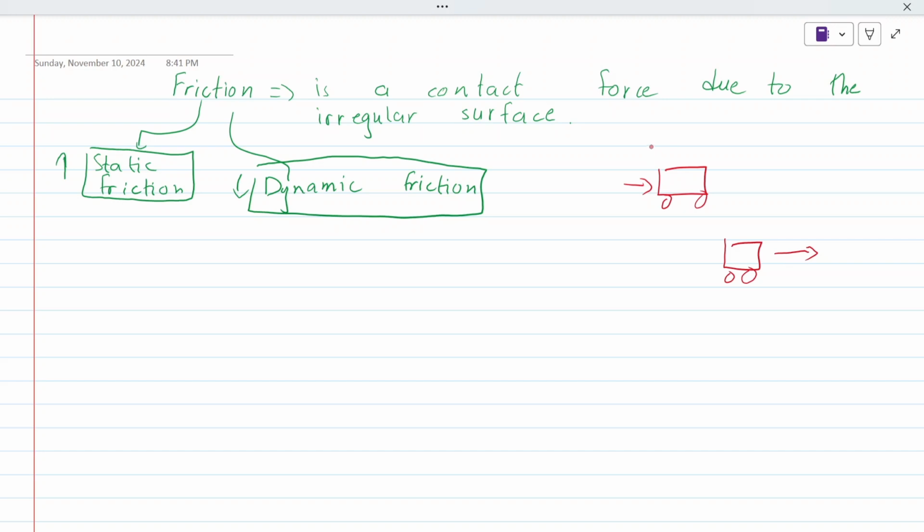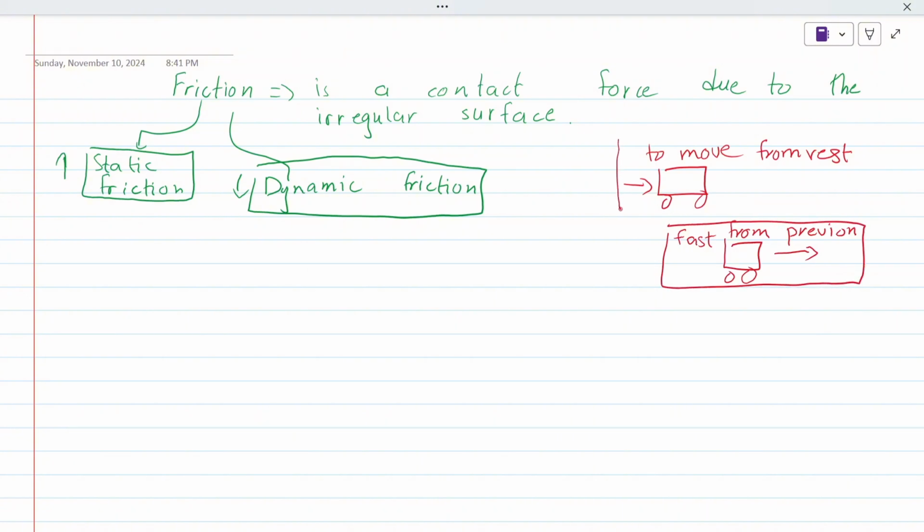What is easy? To move from rest, or to go faster from the previous speed? Okay, what is easy? Yes, moving faster is easier than moving from rest to some velocity. Why is it? See.